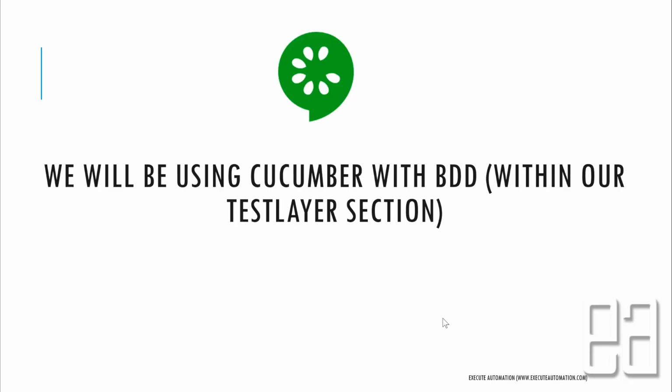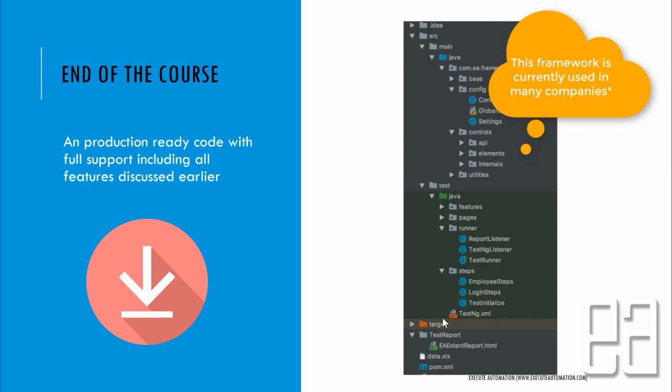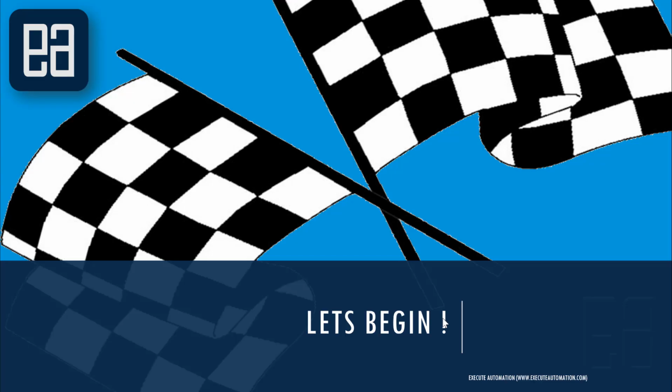Finally, we'll be using Cucumber with BDD within our test layer section to write more behavior-driven development coding practices. At the end of the course, we will have production-ready code with full support including all the features that we discussed before, and you can download it and just use it in your company so that you will have all the great up-to-date industry standard features required for a complete framework. Let's begin the whole course then.